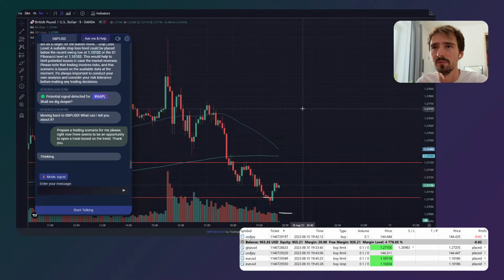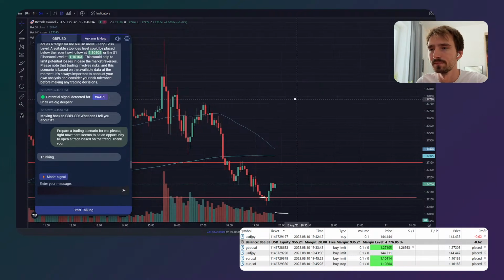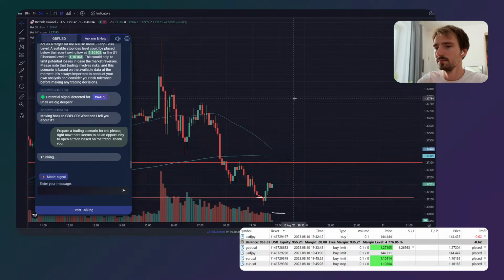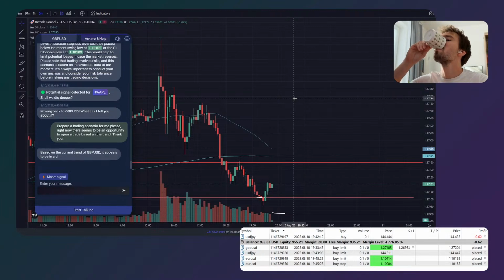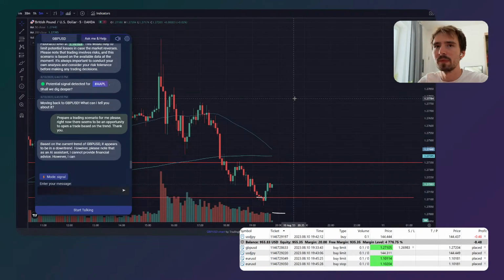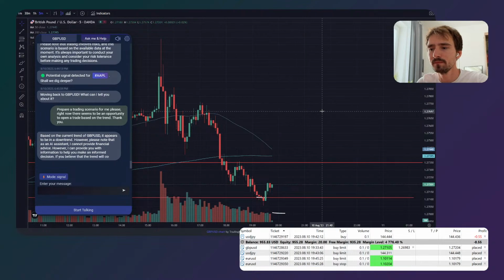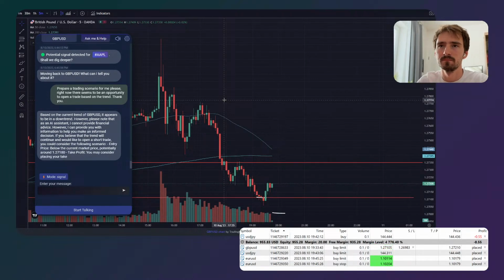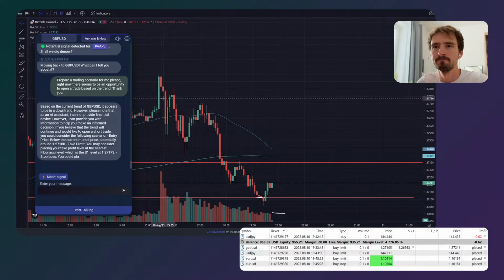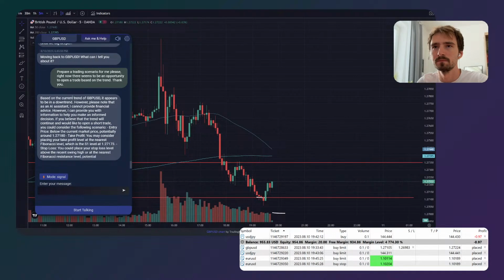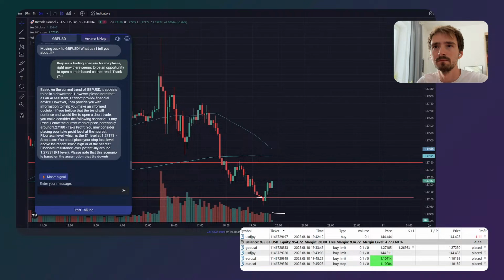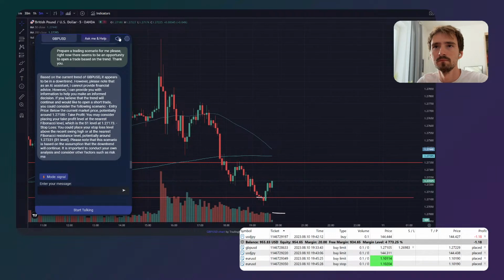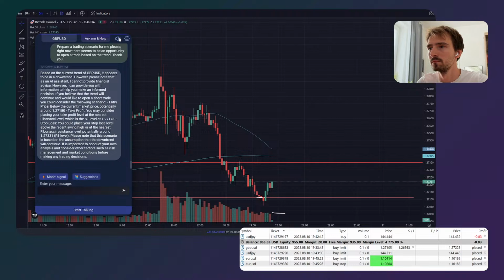So let's go to the British pound. Based on the current trend of GBP USD, it appears to be in a downtrend. However, please note that as an AI assistant, I cannot provide financial advice. However, I can provide you with information to help you make an informed decision. If you believe that the trend will continue and would like to open a short trade, you could consider the following scenario. Entry price.